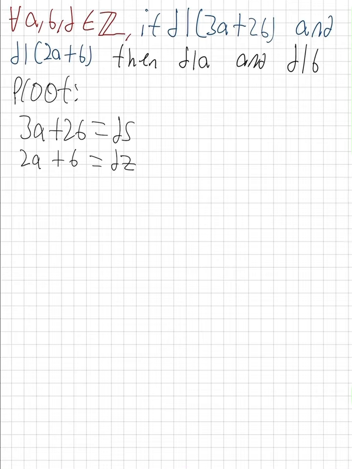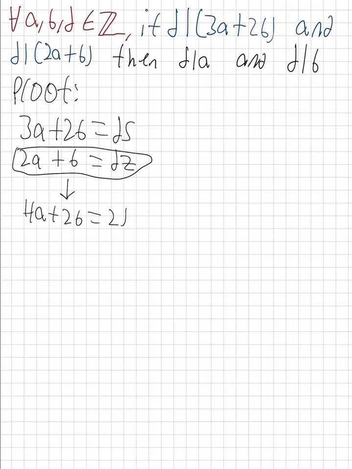So notice how I can just multiply this equation by 2 and isolate a. So I'm going to do that. So I'm going to have 4a plus 2b equals 2dz. Now I'm going to subtract this by the first equation, 3a plus 2b equals ds. Now if I subtract, these cancel out. I'm going to be left with a on the left side.